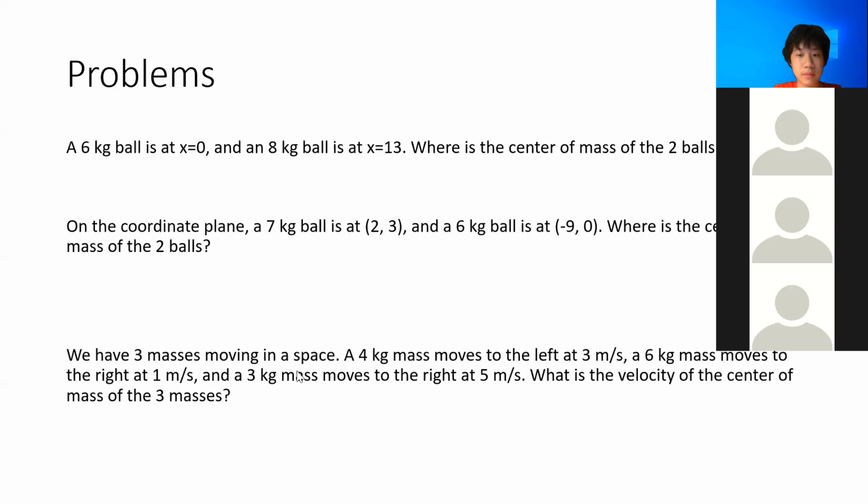Okay, so since the center of mass is equal to the objects' mass times their location all over the sum of their mass, 6 times 0 is just 0, so we can ignore that. And 8 times 13 is 104. And over the sum of their mass, 6 plus 8 is equal to 14. And when you divide 104 by 14, you get about 7.43. X is equal to 7.43.